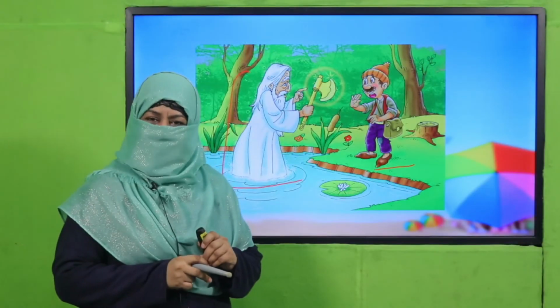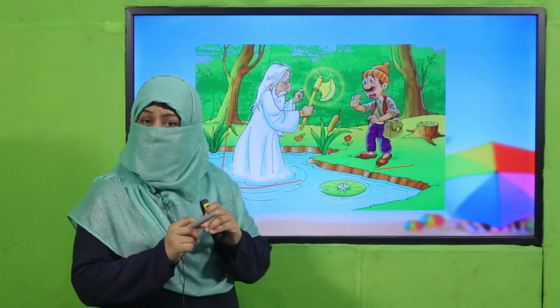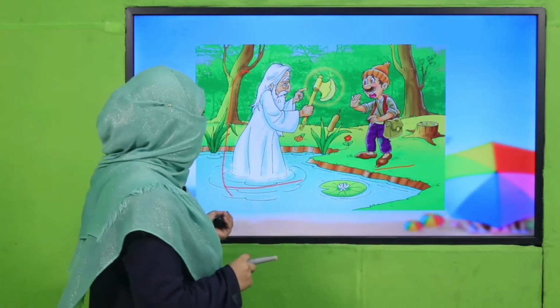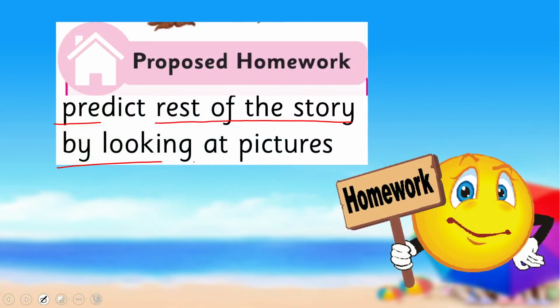Yes, my dear children, are you done with it? Good job. Now I hope you can identify the characters and you can name them as well, all right? So it's time for your homework. You will predict the rest of the story by looking at the pictures. So find out what the story is.